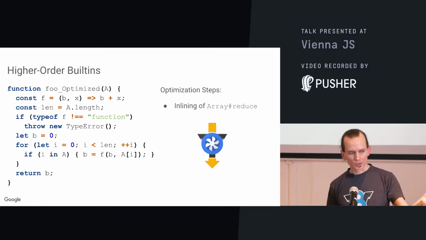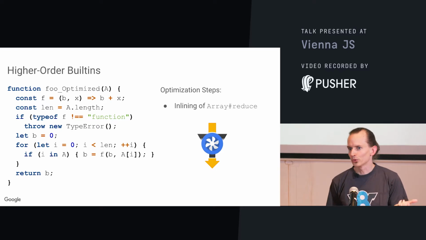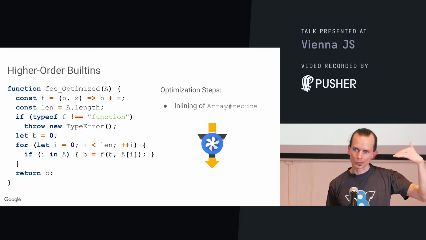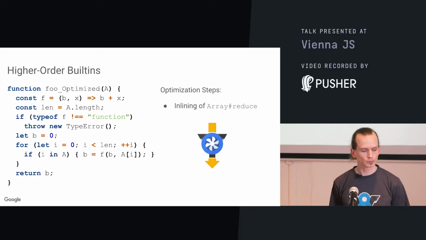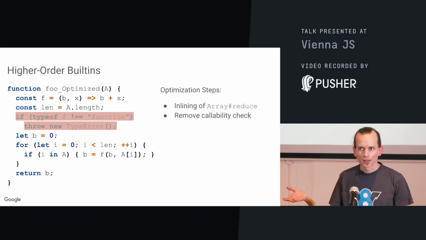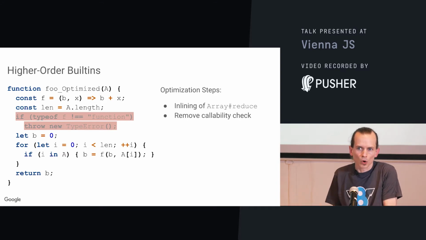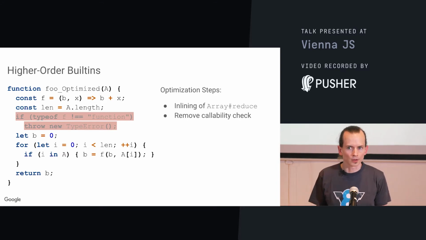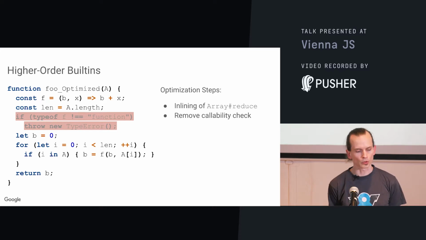So the first step we see here is basically that we inlined the array reduce function itself. Turbofan did that. And on the right-hand side, we now see the steps that are applied afterwards by Turbofan to actually get rid of all the overhead that we see in there. So one such step is, for example, okay, the callability check is now kind of redundant because we see that the thing we're calling is a function, so we don't need to check. This is basically that code. So Turbofan can remove it.